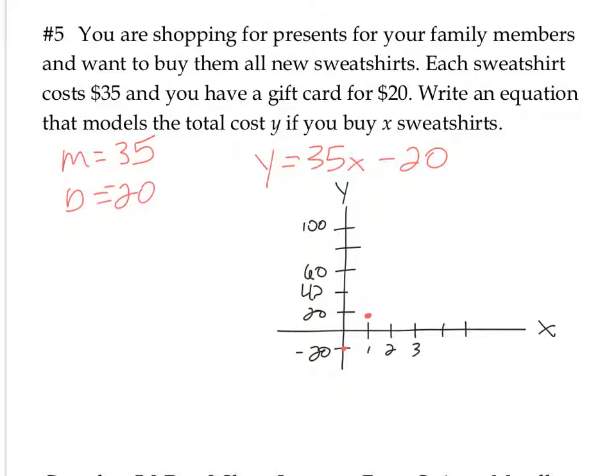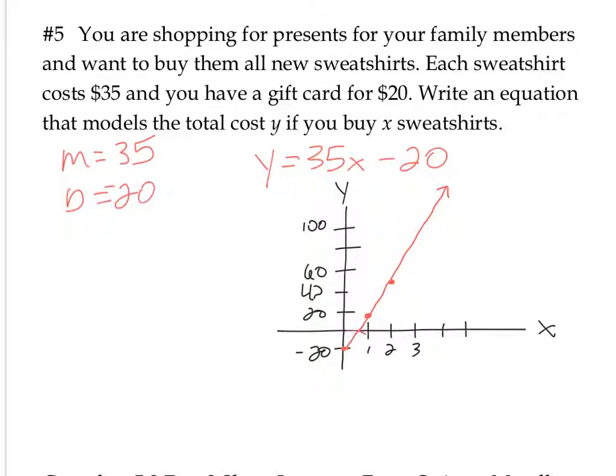If we go from 15 and add 35, where will we be at? We'll be at 50. And we go over 1 more. So we go up to 50 and over 1. Again, if you plug a 2 in there for x, you get 35 times 2 is 70, minus 20 is 50. So we have an equation that we could graph that would look like this.